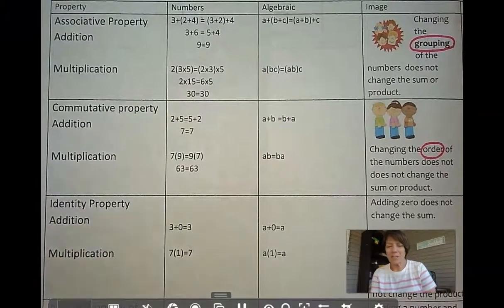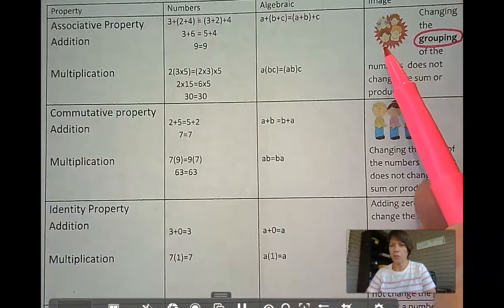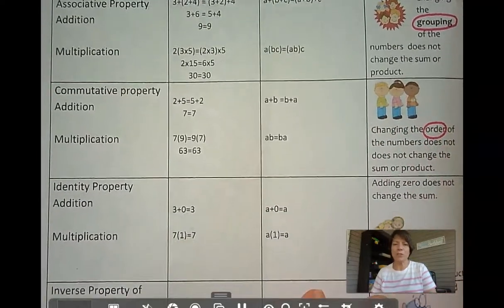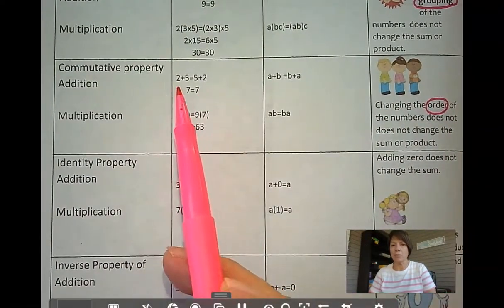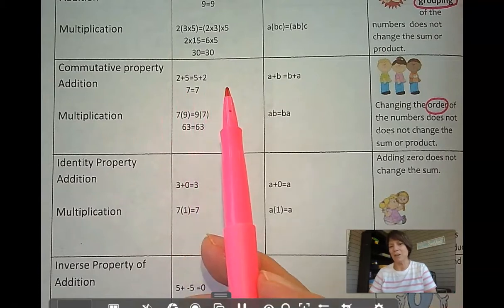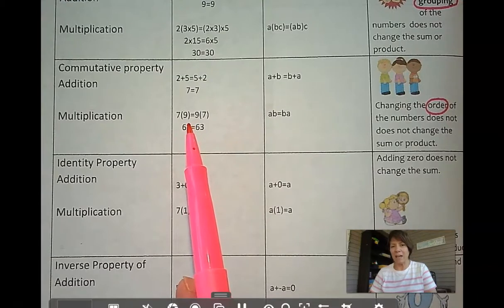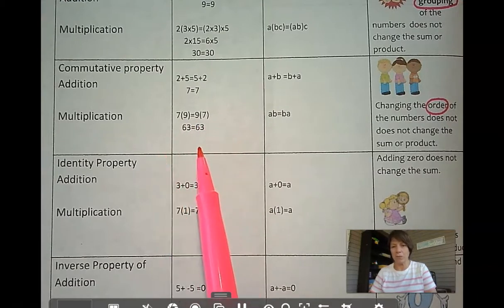Okay, our second property is the commutative property. It's similar to the associative property, except now instead of talking about the way that we're grouping, we're going to talk about order, the order that something is in. And you know this is true. You know that the sum of 2 plus 5 is the same as the sum of 5 plus 2. So they're both equal to 7. You know that 7 times 9 is the same as 9 times 7. They're both equal to 63.